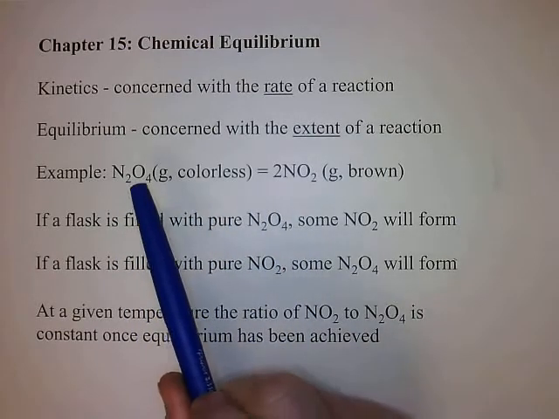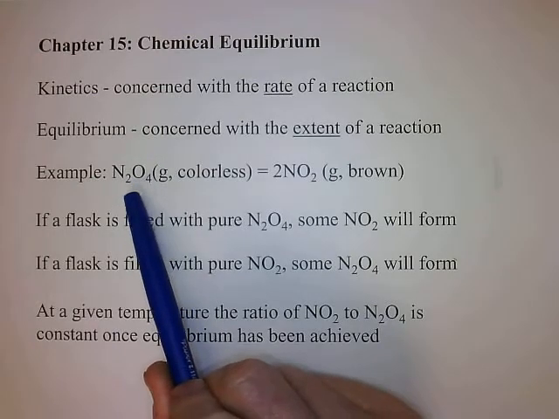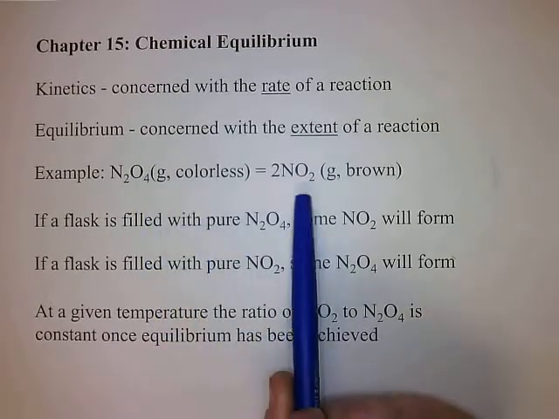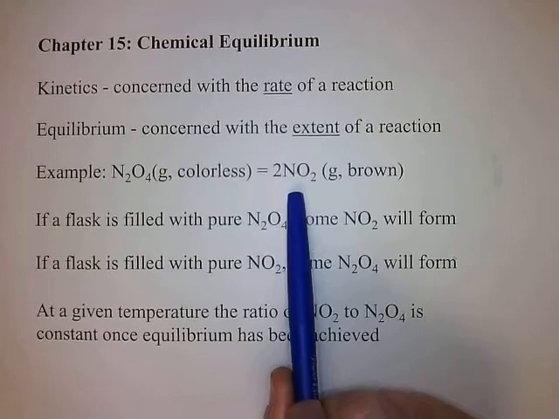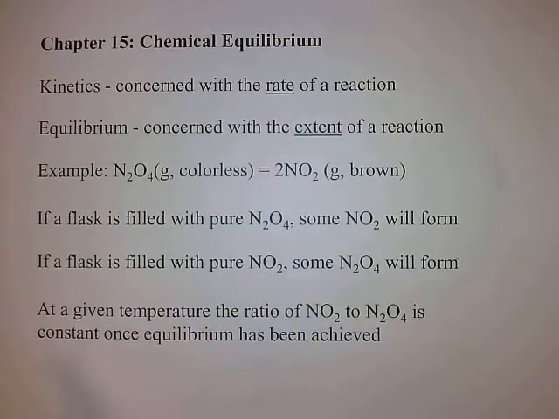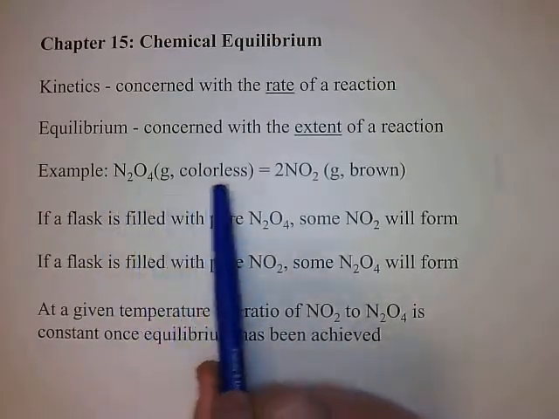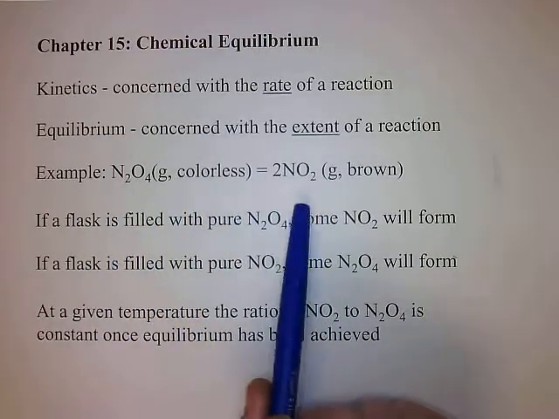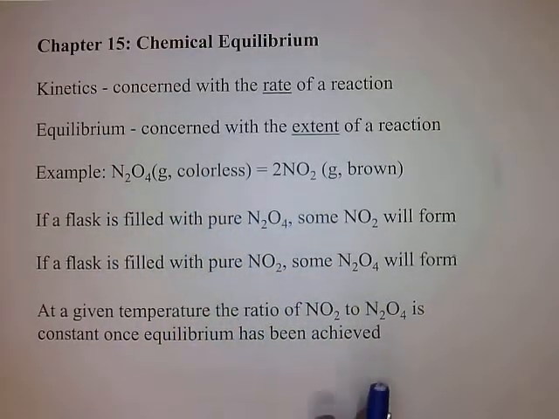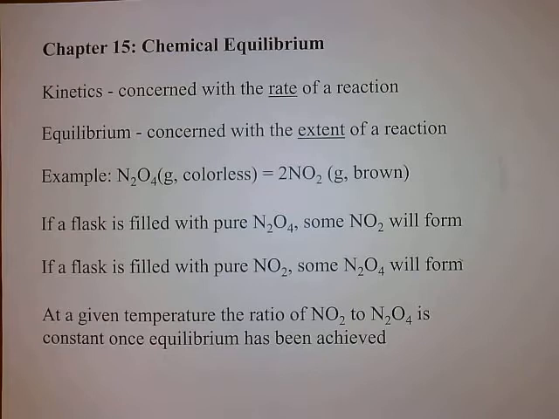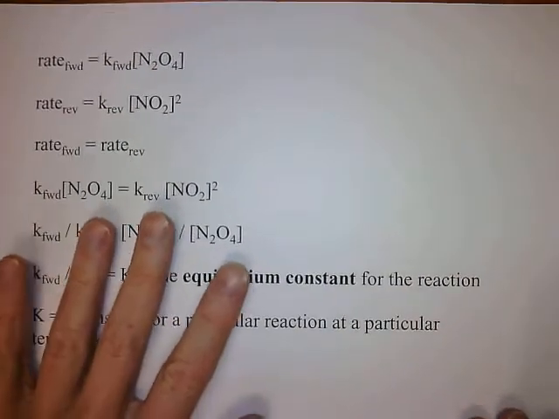In other words, the conversion of N2O4 into NO2 is balanced by the conversion of NO2 back into N2O4. So you might have these two sitting here switching back and forth, but once the equilibrium has been achieved, the concentration doesn't change. But it's not a static situation. The reaction hasn't stopped once the equilibrium has been achieved.